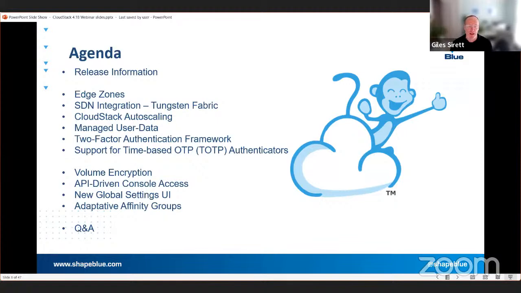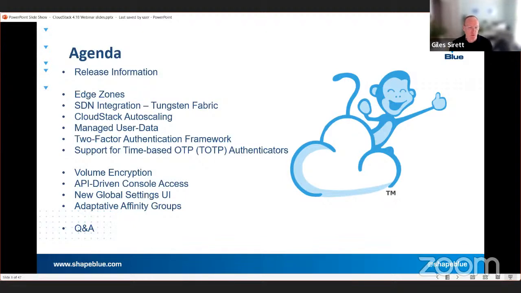and basic information about it. We're then going to dive straight in and look at the features that Marco and I think are the most significant ones. We're not looking at every new feature in Apache CloudStack 4.18. We've just cherry-picked the stuff that we think is really interesting. So we're going to talk about edge zones, the new integration with Tungsten Fabric SDN platform, new auto-scaling functionality, managed user data, and then the two-factor authentication framework and the specific TOTP authenticator we have for that. They're probably what we consider the headline features.